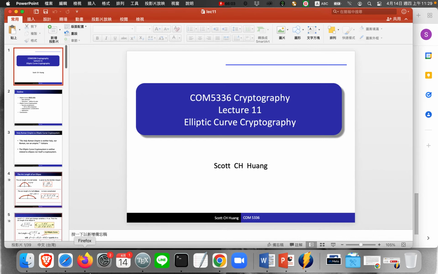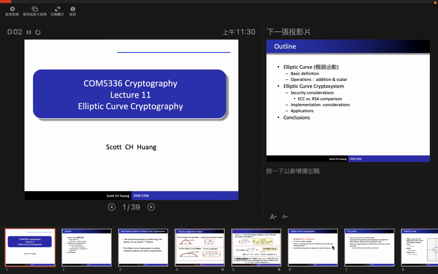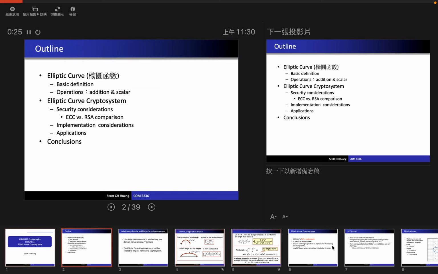So we're pretty much done with the hash function. Now, our next topic is elliptic curve cryptography. This is a relatively new algorithm. I probably haven't posted this online, so I'll do that later today. Okay, so let me introduce this.